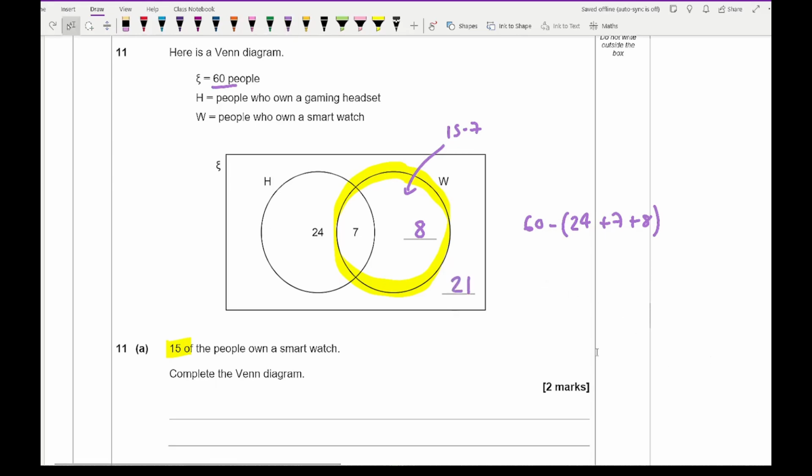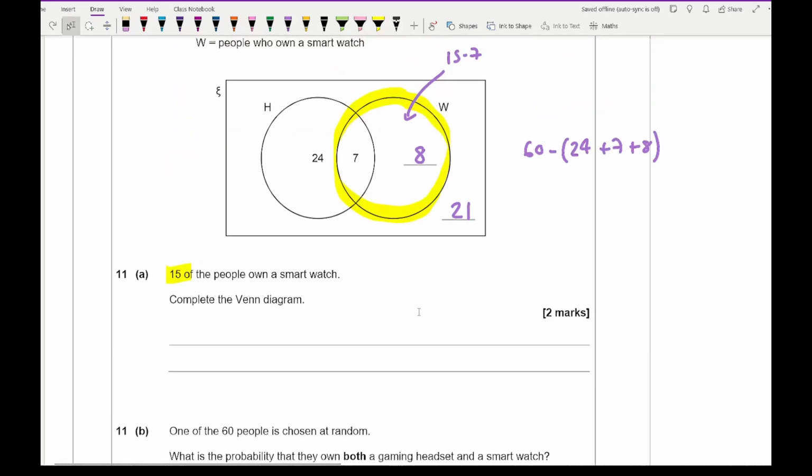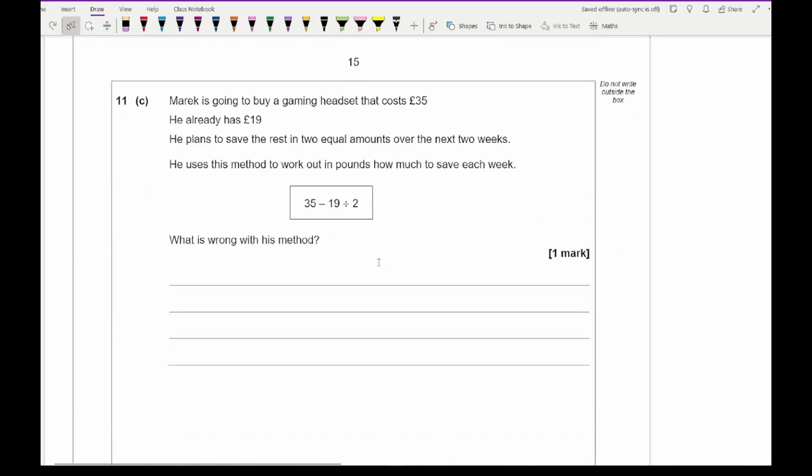Then moving on to question 11b, it says one of the 60 people is chosen at random. What is the probability that they own both a gaming headset and a smartwatch? Well, the number that own both is going to be 7 out of a total of 60. So it's 7 over 60, and we can't simplify that, so that there is our final answer.